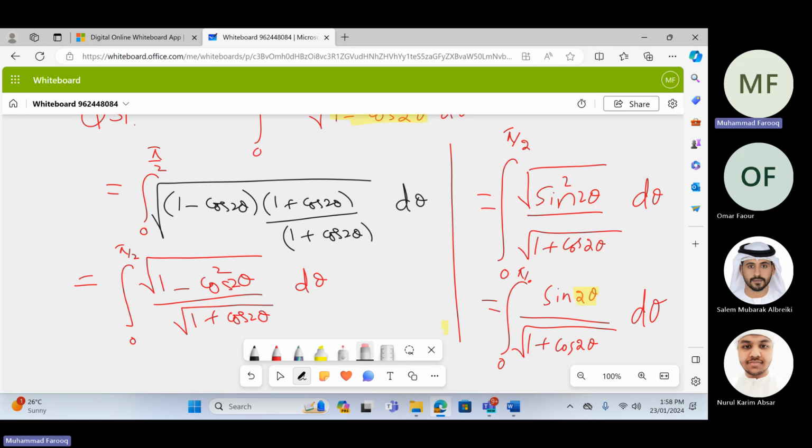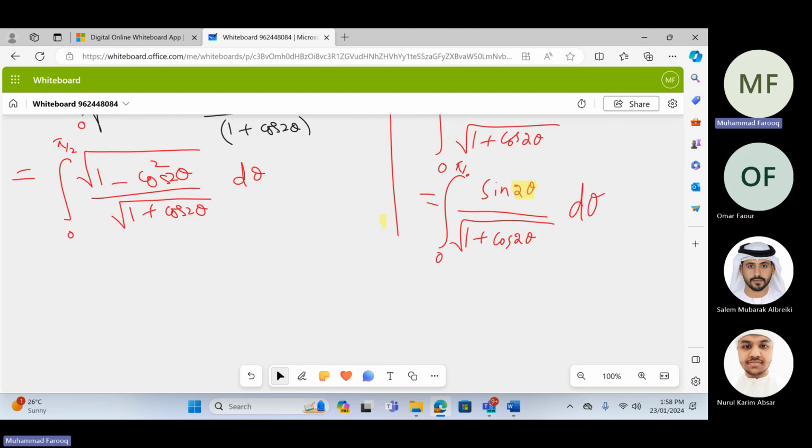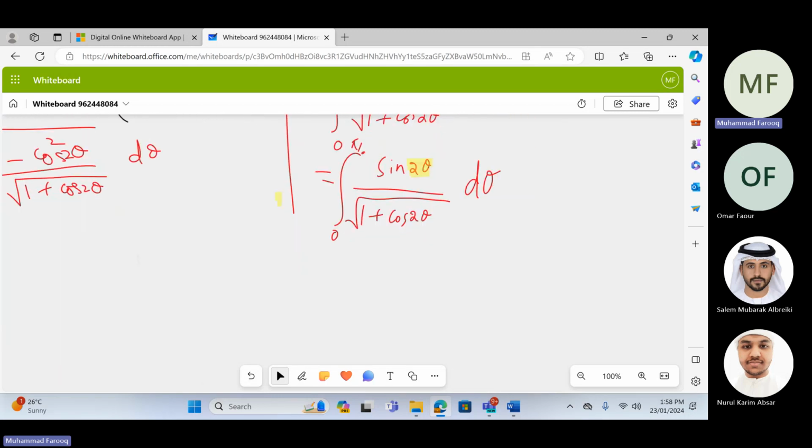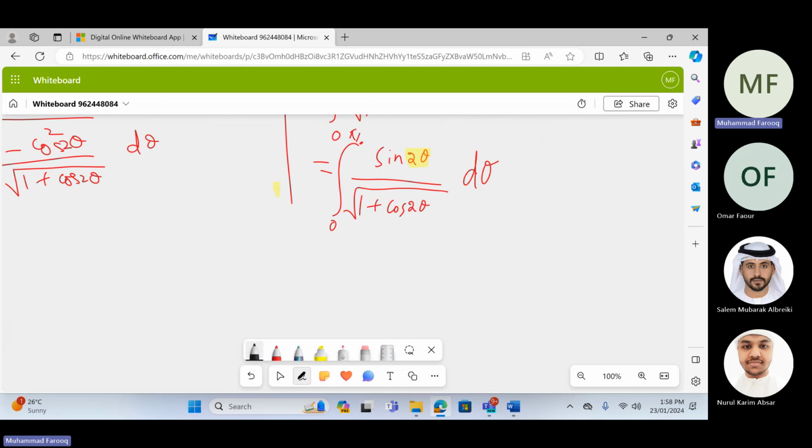Okay, understand, please? So now we can substitute. Substitute now: 1 plus cosine 2 theta as u. What is the derivative? Negative sine 2 theta times 2 is equal to du.